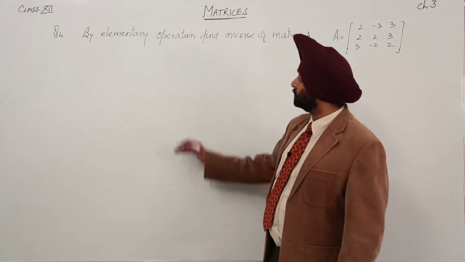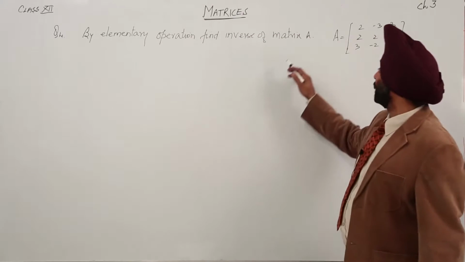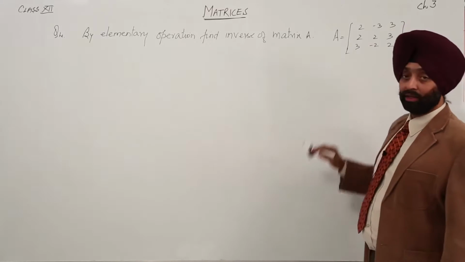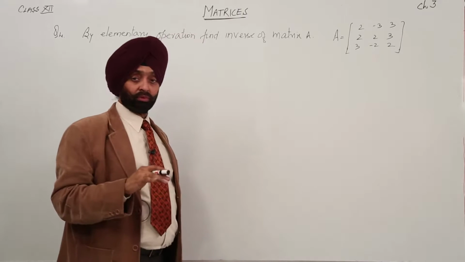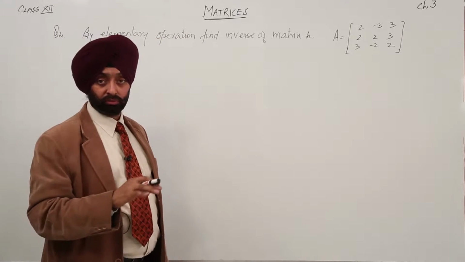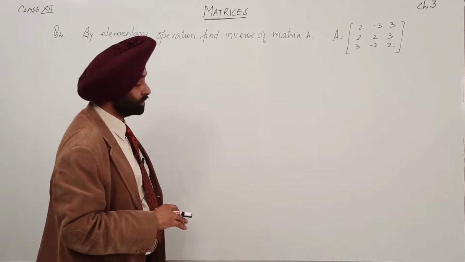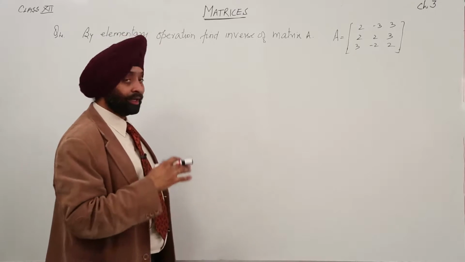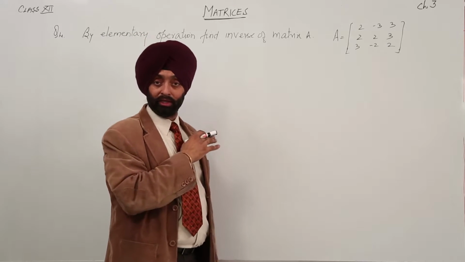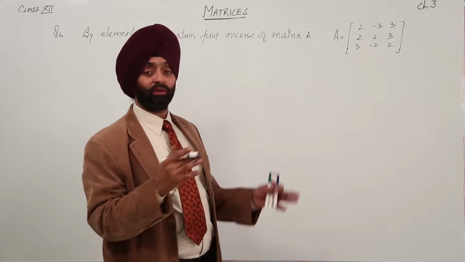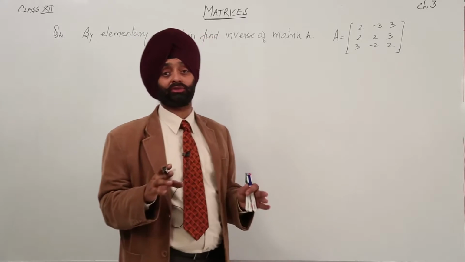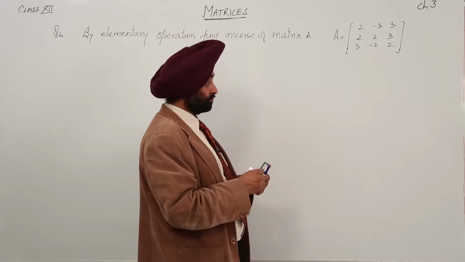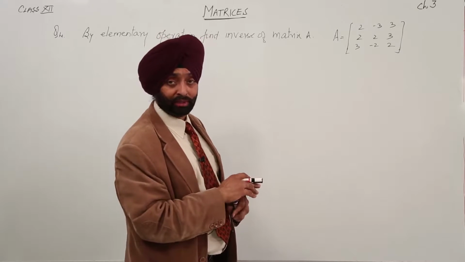Next important question is, by the elementary operation find the inverse of matrix A, and A is given 3 by 3. Now we have gone through certain rules for finding the inverse for 3 by 3, so I am going with those rules only. You can use any of the operations whatever you think is good for the question and which saves time. Okay, so this is a question from your NCERT book.